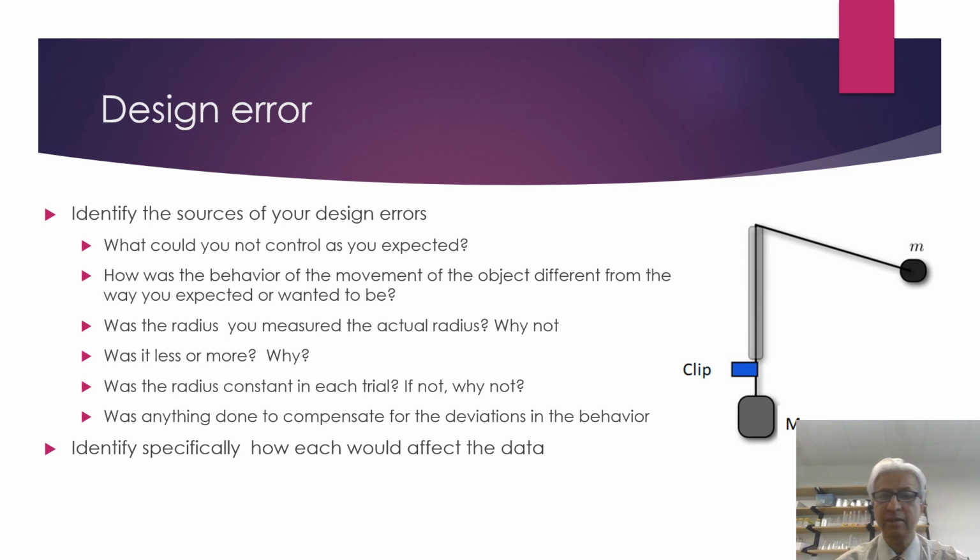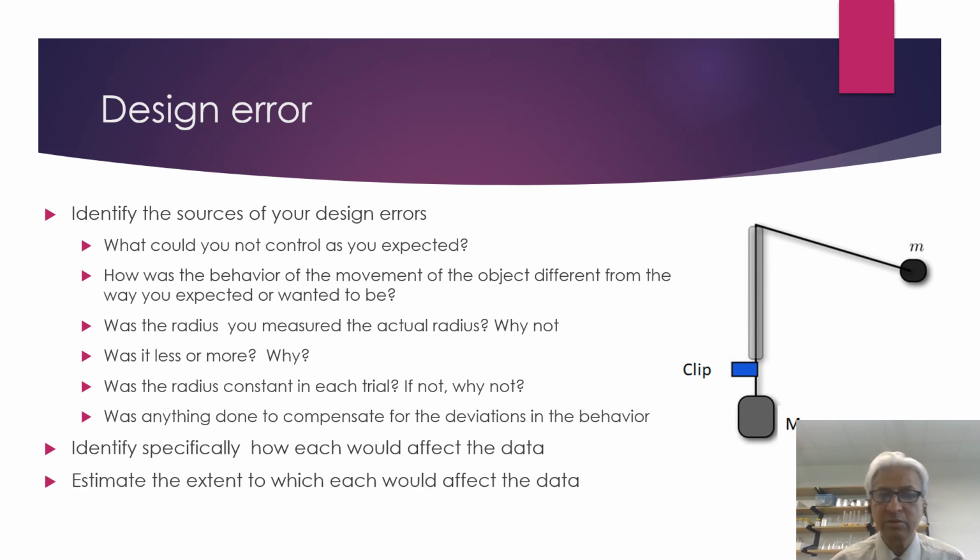Identify specifically how each would have affected the data. I wanted to see if it would have made it faster, or slower, or, say, increased the radius, increased the tension. What did it do? That exactly you need to see. Estimate the extent to which each would have affected the data. One of the things we talked about is that the slippage is about 1 centimeter.